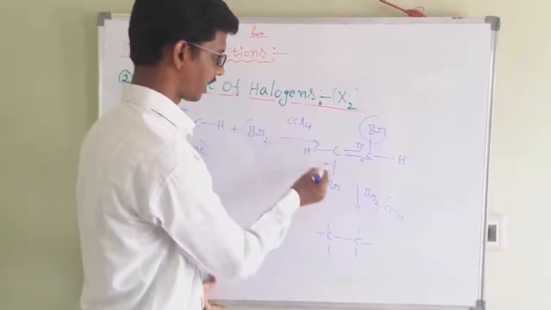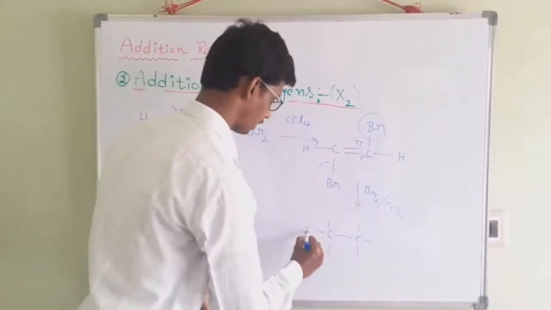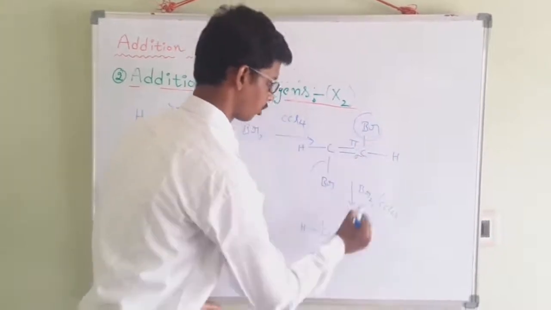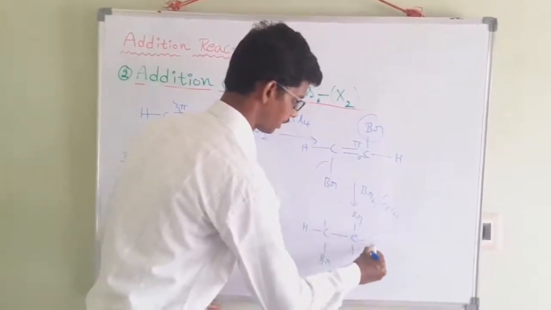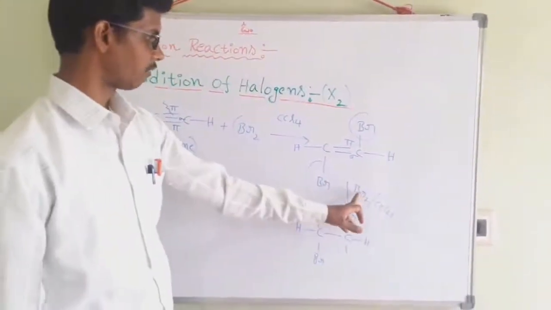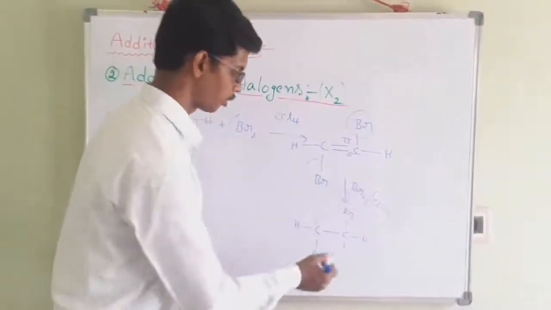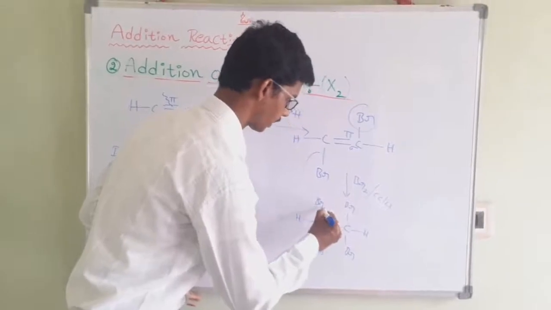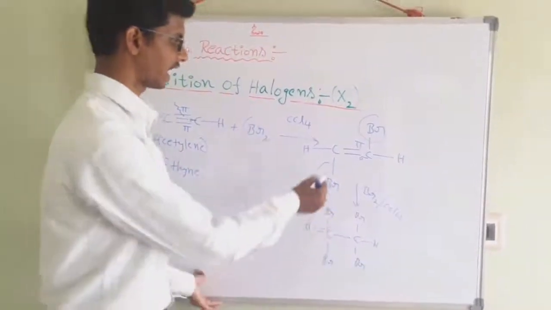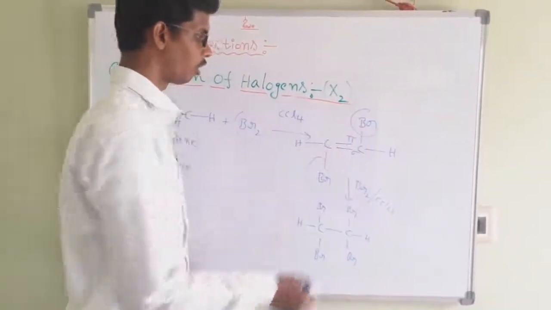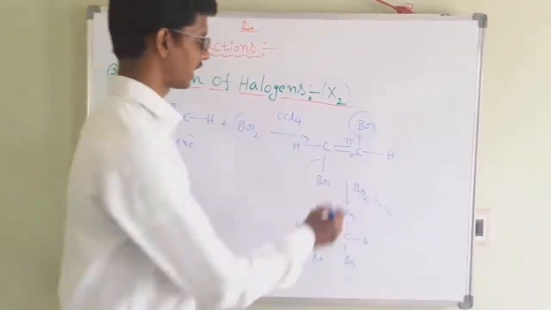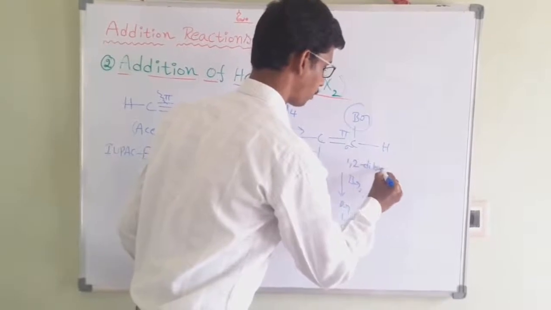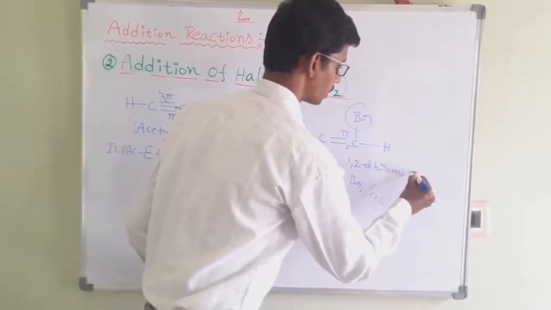Here, as written, hydrogen, bromine and hydrogen, bromine. Next, bromine here, bromine here, and hydrogen. In this further addition of bromine in CCl4, we get the product with bromine, bromine. This is called 1,2-dibromoethene.